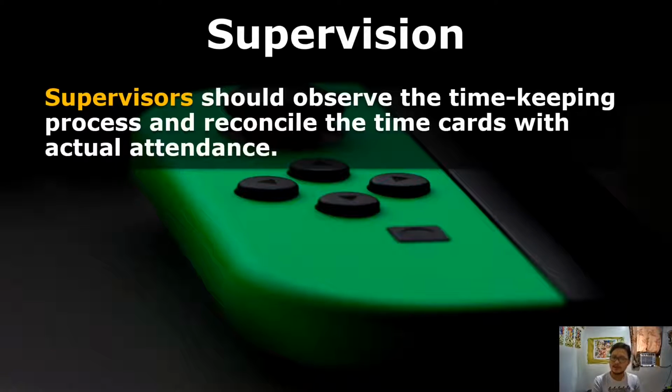So supervision. Supervisors should observe timekeeping process and reconcile the time cards with actual attendance. The purpose why supervisors are there is to ensure that the employees are actually going to work on time, leaving work on time, and generally doing their job properly. So, normally time cards would be approved by supervisors to really ensure na itong mga taong to really attended work. So that's supervision. Take note that supervision is a supplementary control lang. In the absence of other controls, pwede ka magdagdag ng supervision to ensure that work is actually being done properly.